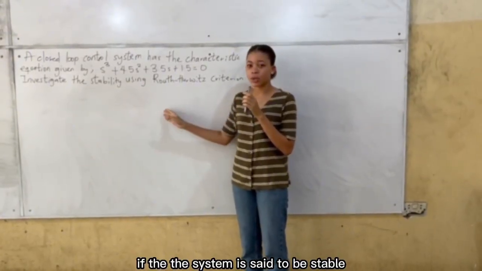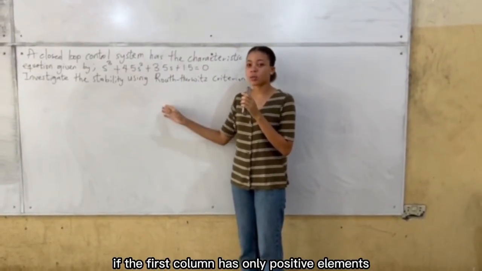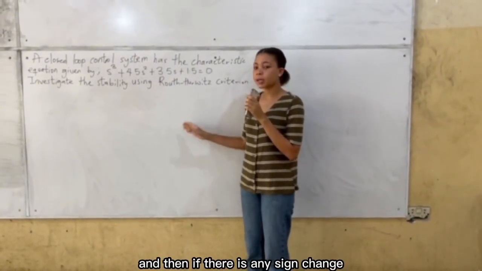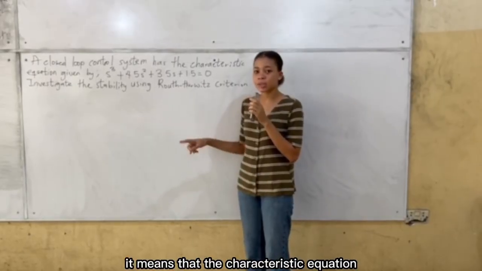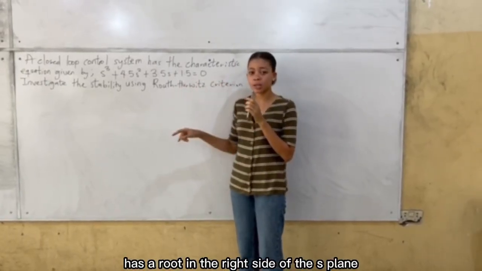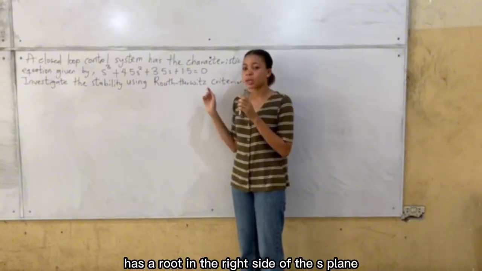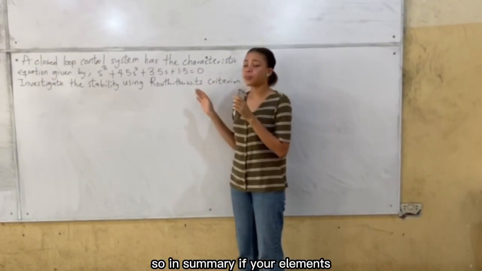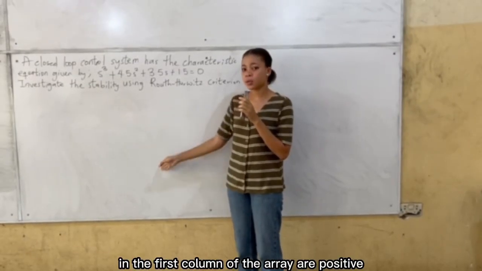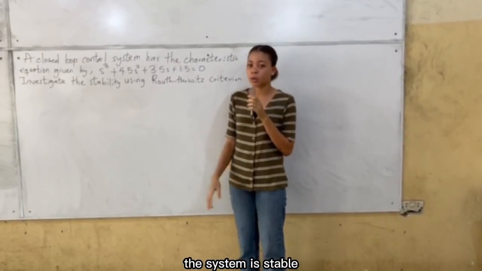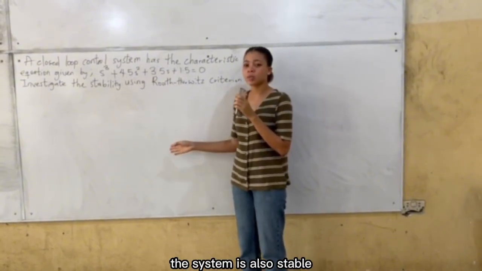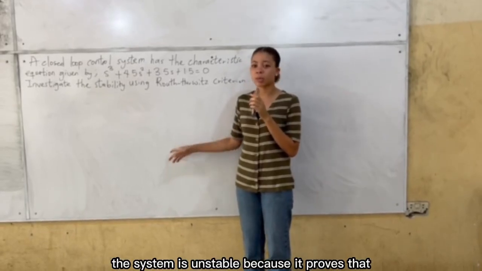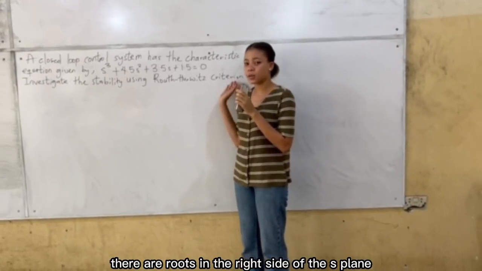After tabulating your elements, the system is said to be stable if the first column has only positive elements or only negative elements which are consistent. If there is any sign change, it means that the characteristic equation has a root in the right side of the S-plane, which proves that the system is unstable. In summary, if the elements in the first column are positive, the system is stable. If they are negative but consistent, the system is also stable. But if there is a sign change in the first column, the system is unstable because it proves that there are roots in the right side of the S-plane.